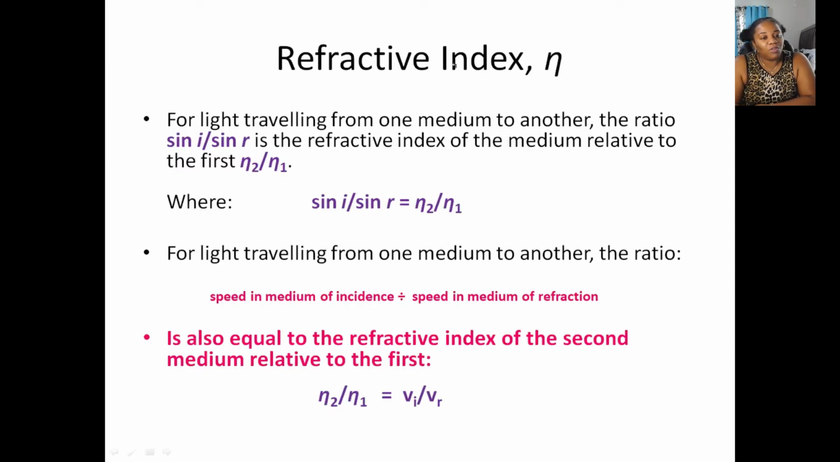So for light traveling from one medium to another, the ratio sine i over sine r is the refractive index of the medium relative to the first, n2 over n1. So that's the refractive index of the substance over that of air. For light traveling from one medium to another, the ratio of speed in the medium of incidence divided by speed in the medium of refraction is also equal to the refractive index of the second medium relative to the first.